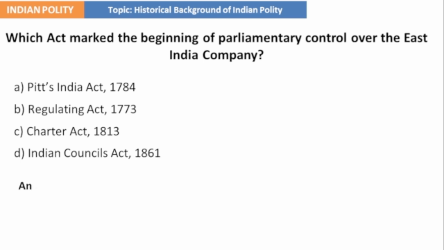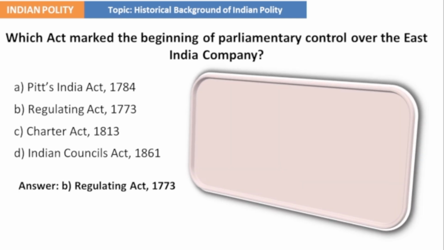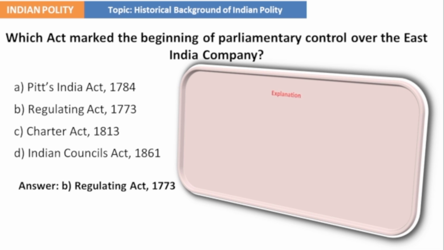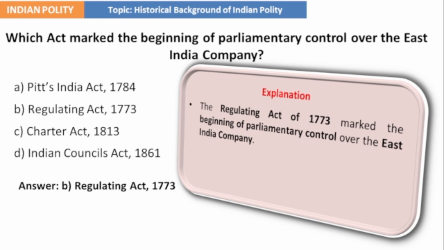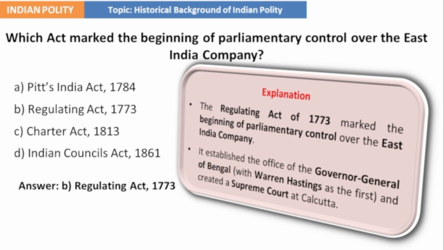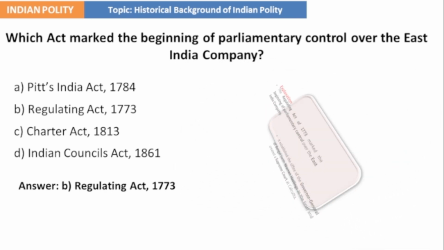Right answer is option B, Regulating Act of 1773. The Regulating Act of 1773 marked the beginning of parliamentary control over the East India Company. It established the office of Governor General of Bengal, with Warren Hastings as the first Governor General of Bengal, and created Supreme Court at Calcutta.